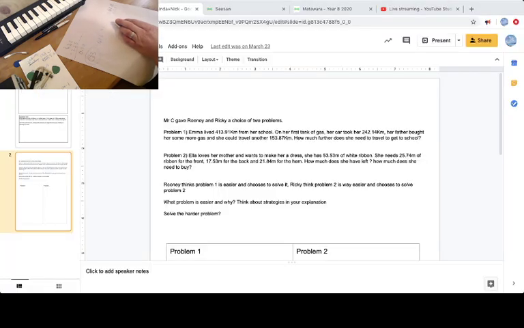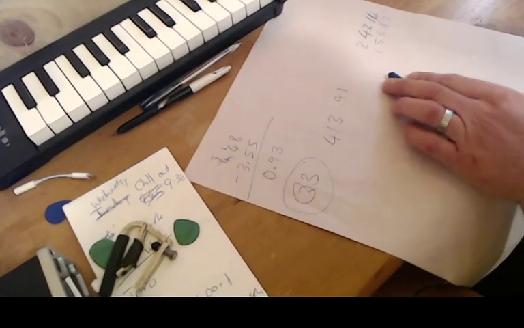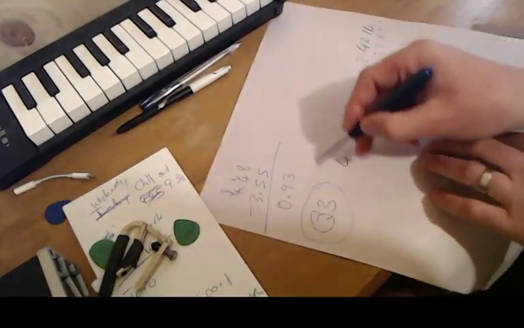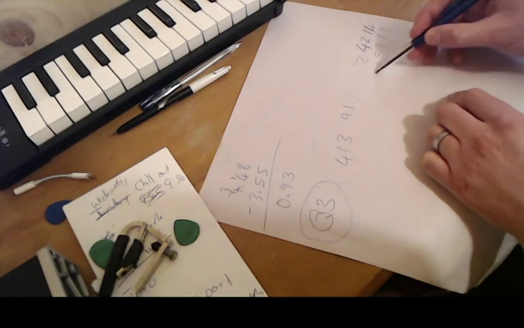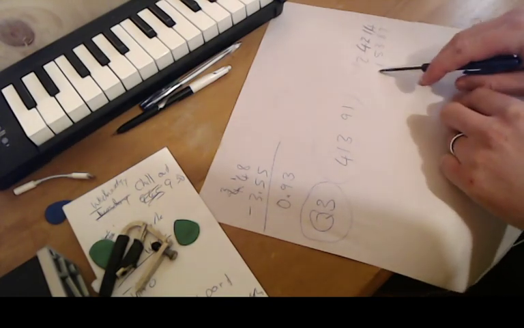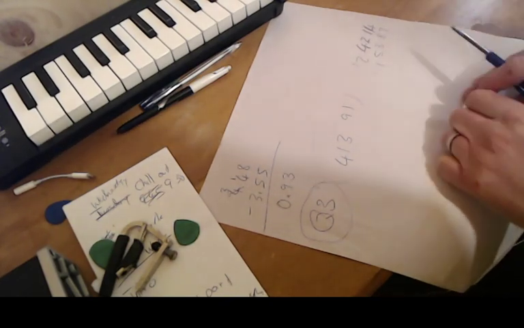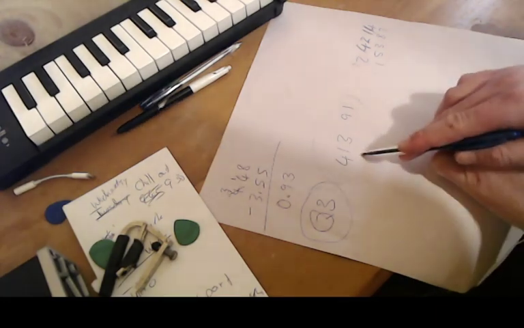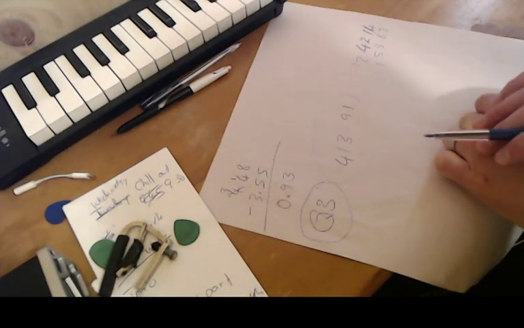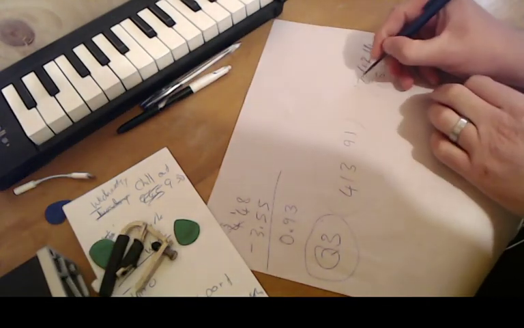So this is the first problem. This is how far she has to travel. She's had 2 tanks of gas so far. How far away from school is she? By the way, if you have to travel 413.91 kilometres to get to school, you probably should be going to a different school.